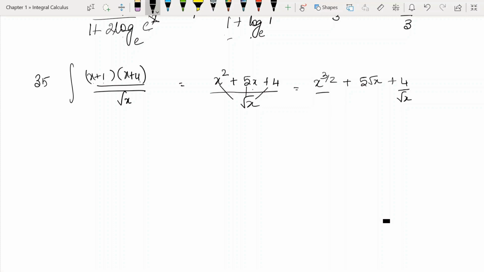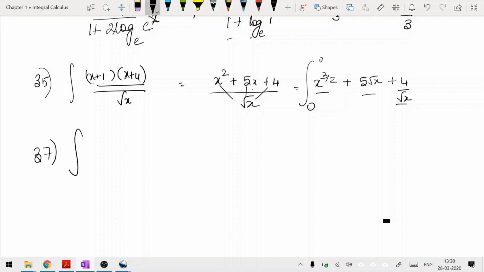Now you integrate each and every term separately with the definite integral values here. Okay. So this is what I think you can do as self practice. Let us go to question number 37 now. Question number 37.